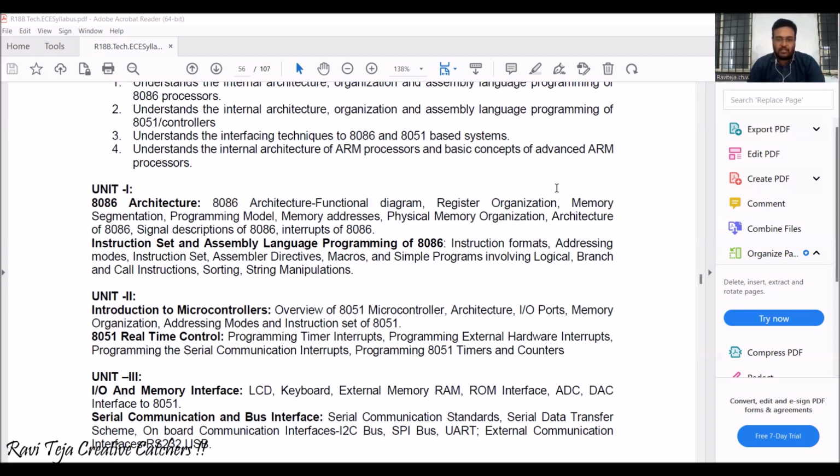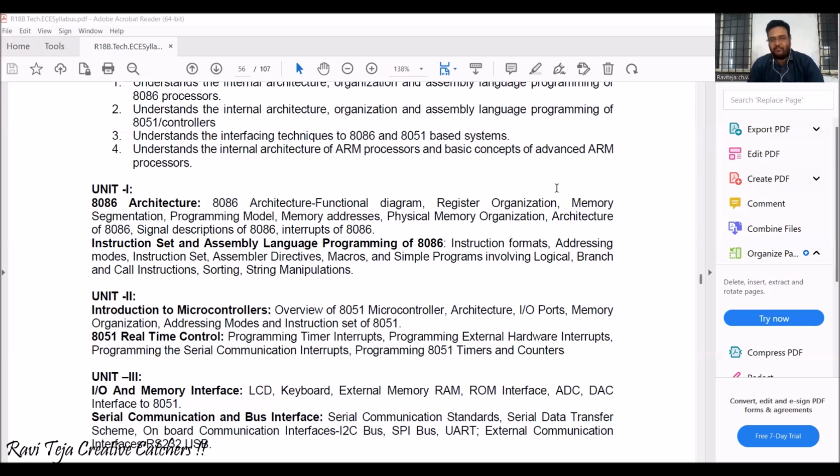We also cover the instruction format, addressing modes, and instruction sets, and how instructions are used for calling, sorting, and string manipulations. All of these are observed in the first unit, which covers 8086 architecture, instruction set, and assembly language programming. Coming to the second unit, it deals completely with controllers, especially the 8051 controller.